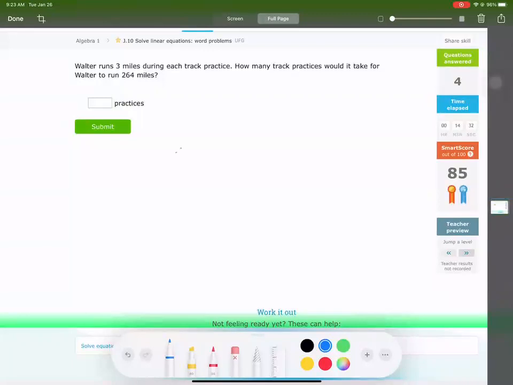So it takes Walter 3 miles for every track practice. So we'll use the letter P for practice. And then we're going to get a total number. Total here, and you can just use the letter T if you want. So he's run 264 miles. How many practices would it take? We're trying to solve for P here. You can probably tell the opposite of multiply is divide by 3. Let's go ahead and divide by 3 on both sides.